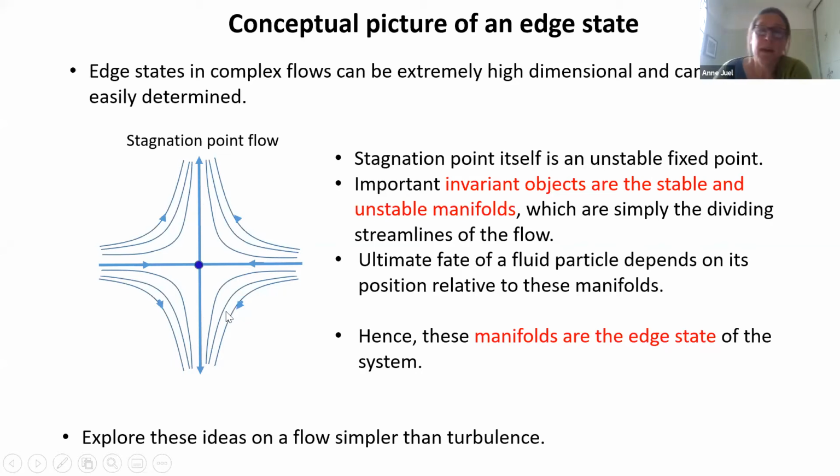But in more complex flows, in a weakly unstable fluid flow, you might have many stable directions and only one or two unstable directions. So essentially, during transient evolution, you can spend a lot of time near some of these saddle points. So what we wanted to do is to explore these types of ideas on a flow that's simpler than turbulence.